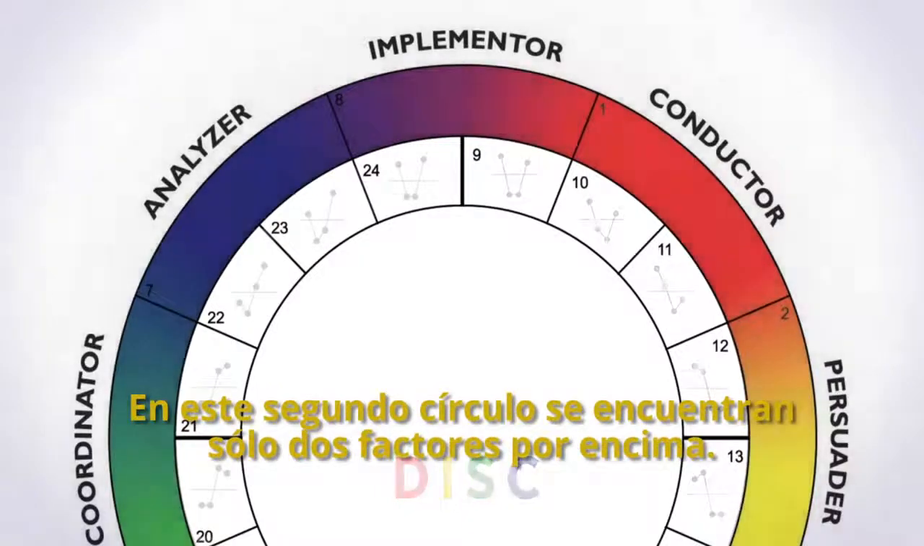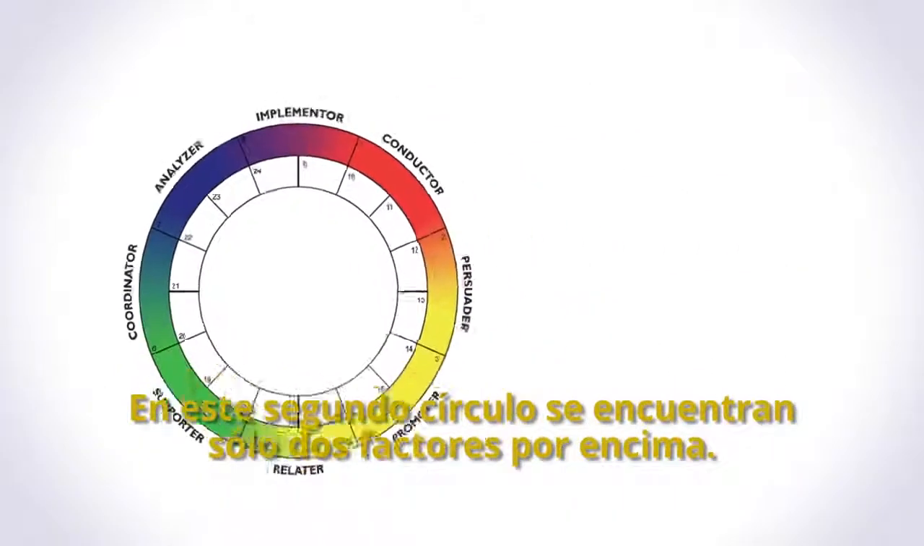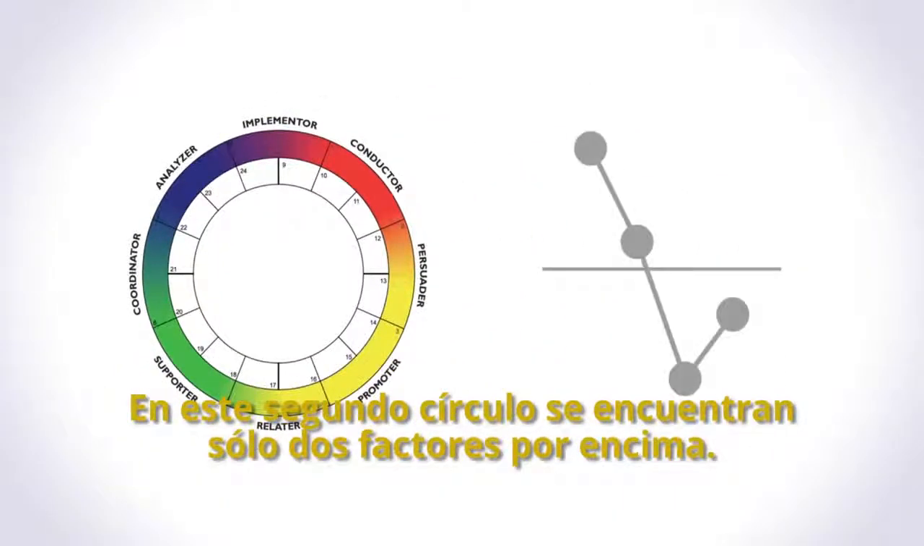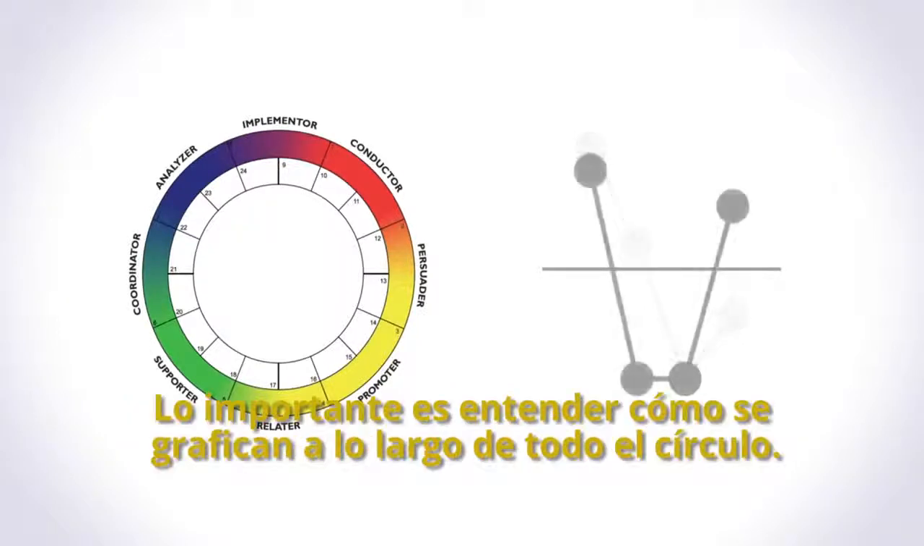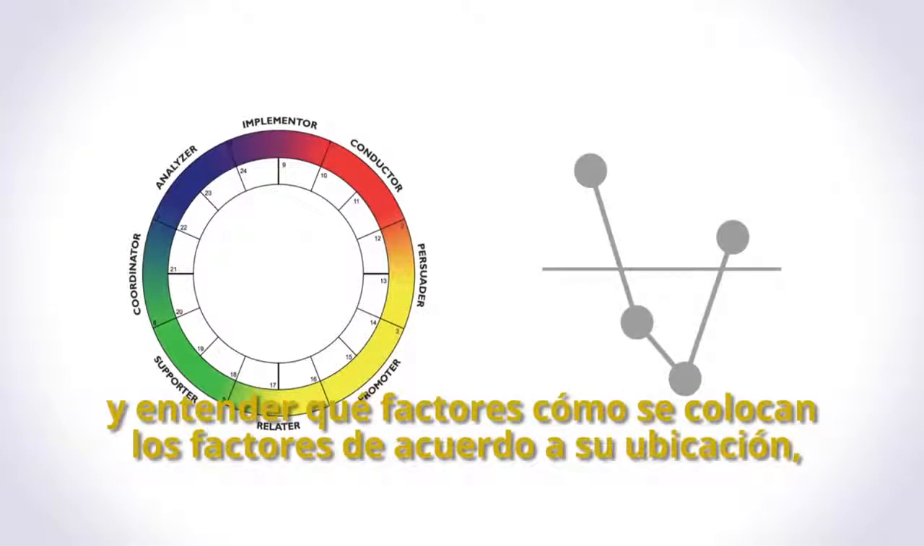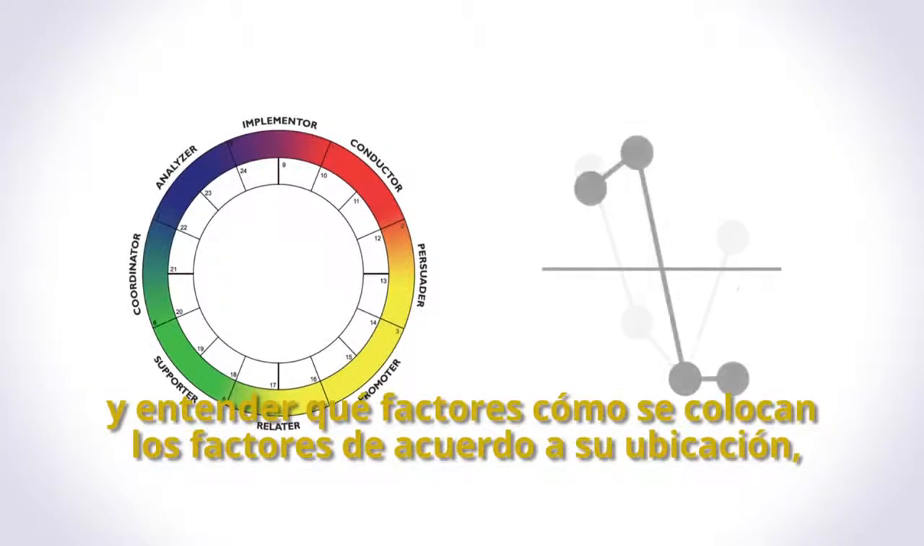On this complete ring, we only have 2 plot points above the midline and 2 plot points below the line. The key here is that we're dealing with those 2 dimensions, and as we go down and around the wheel, you will see certain plot points both rising or lowering.